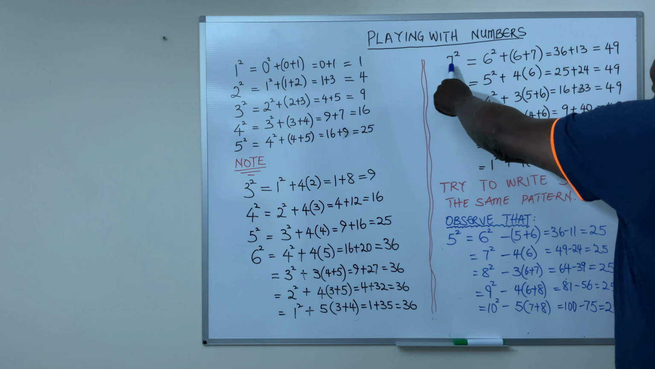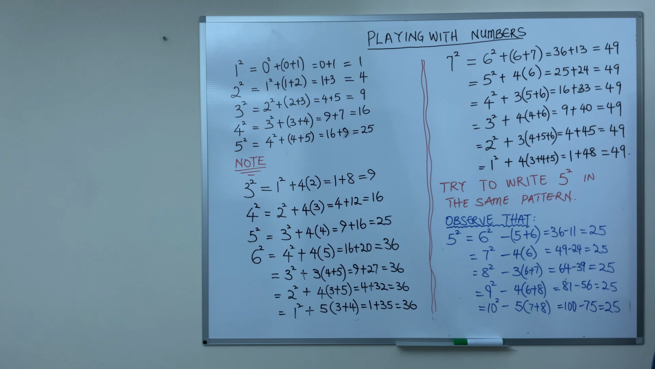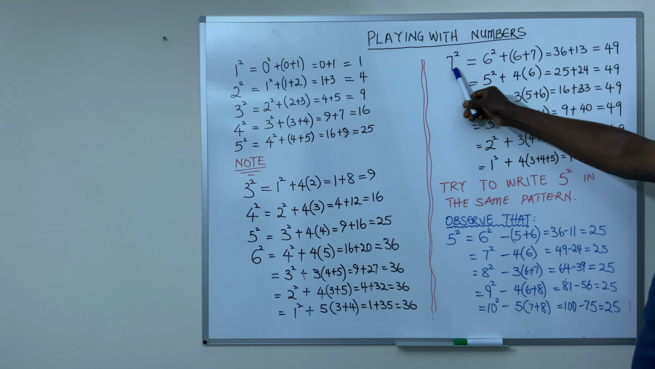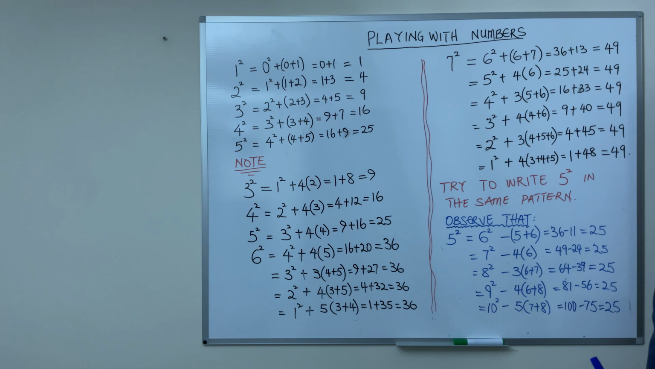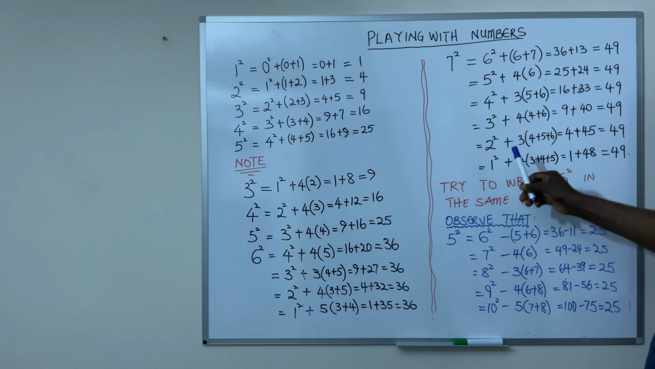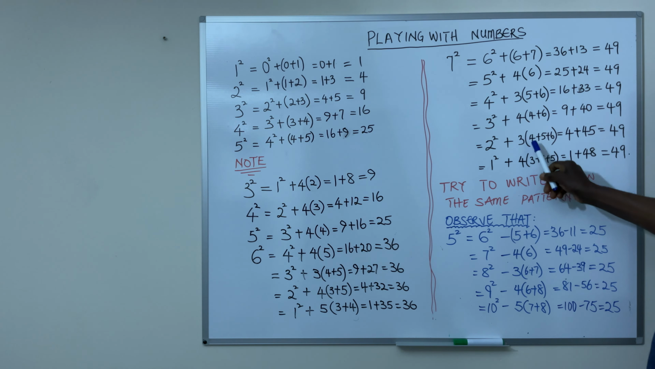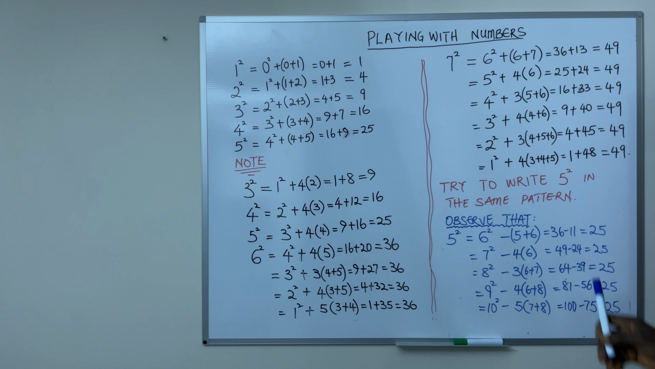Let's consider 7 and 2. In the case of 7 squared and 2 squared, we now have this as even number. Then we have 3 into 4. All other numbers in between them are what? 3, 4, 5, 6. So we now have 3 into 4 plus 5 plus 6. 4 plus 5 plus 6 gives 15. 15 multiplied by 3 gives 45. 45 plus 4 gives 49.